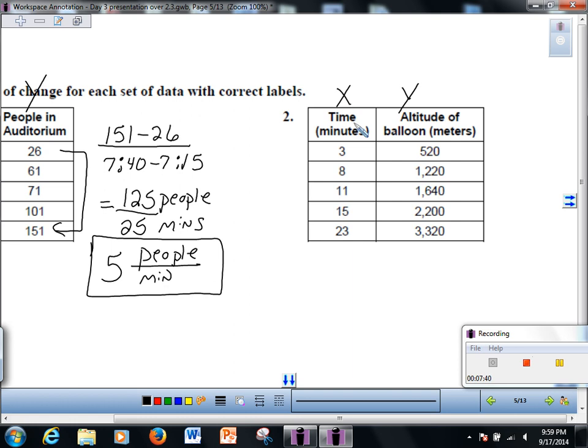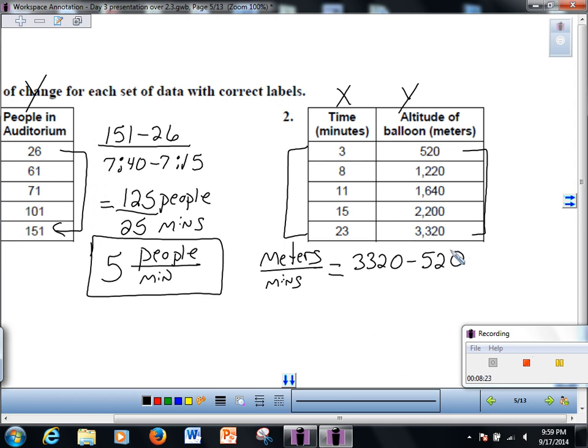So here's what I need to do. Look at this column compared to that column. You get to ignore the middle ones. I want to go meters per minute, so I need meters on top. And I need minutes on bottom. So then here's what I got. I've got 3,320 meters minus 520. That tells me how many meters it rose, over 23 minus 3. This tells me how many minutes it rose.